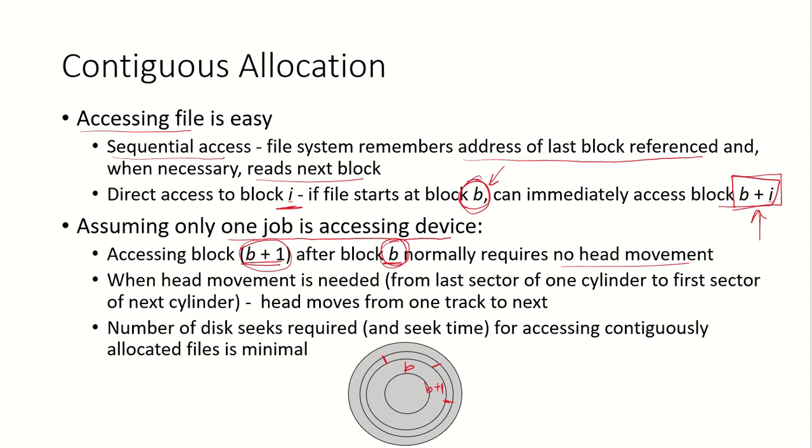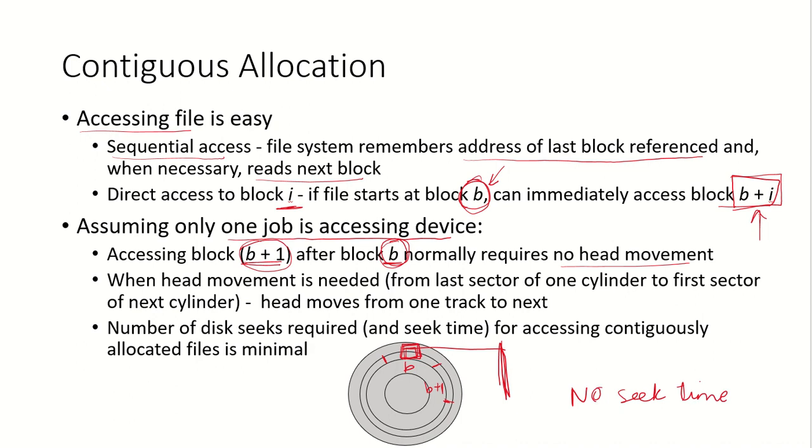So for this, that means if block B is being accessed, the head of the disk is currently on that particular block and on that particular track. So now if B plus 1 has to be accessed, which is on the same track, no head movement will be required. The head will simply remain at the same place. So if no head movement is required, there is no seek time that will be wasted.